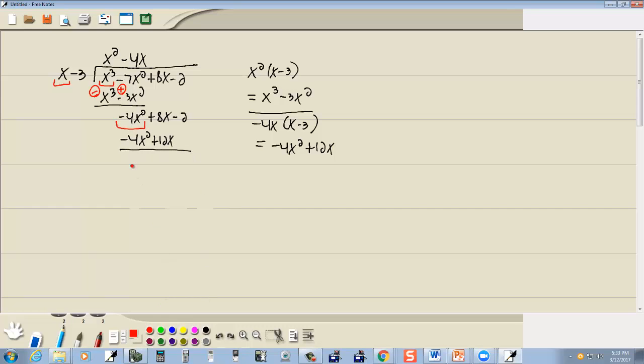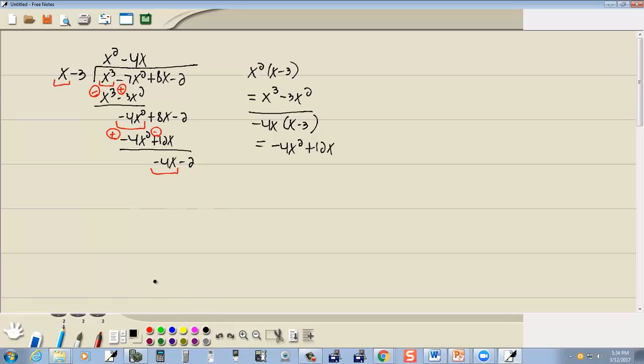Now we're going to subtract that line, which means flip signs. So the negative 4x squared becomes positive. The positive 12x becomes negative. Negative 4x squared plus 4x squared drops away. 8x minus 12x is negative 4x. And then I'll carry down the minus 2. And then we repeat the process.